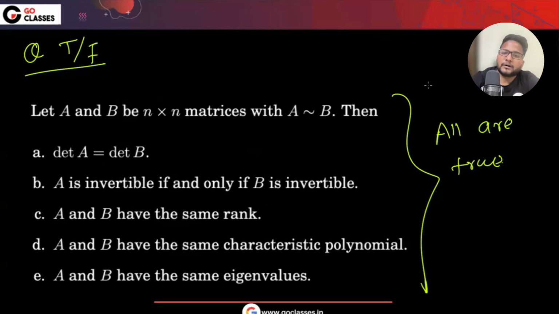These properties are all trivial properties which you should know: eigenvalues are the same, determinant is the same, rank is the same, nullity is the same, and so on, because they are similar matrices. A lot of things are shared, and that's why they are called similar matrices. What are the things that they share?